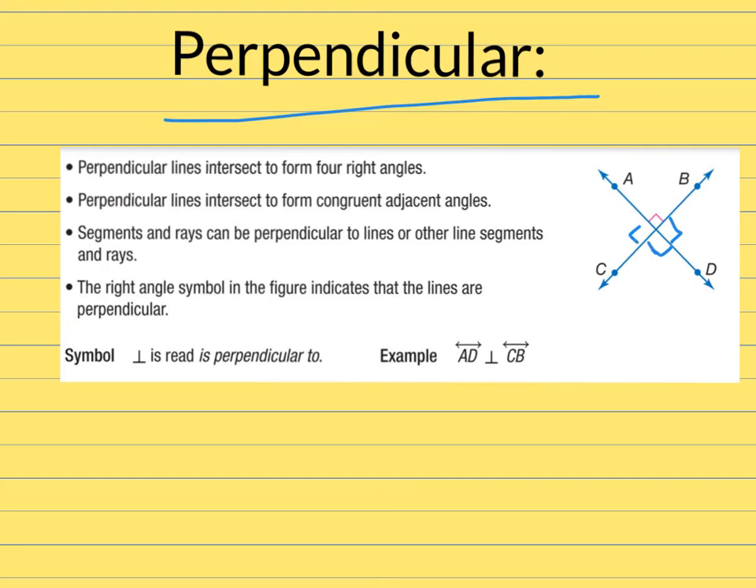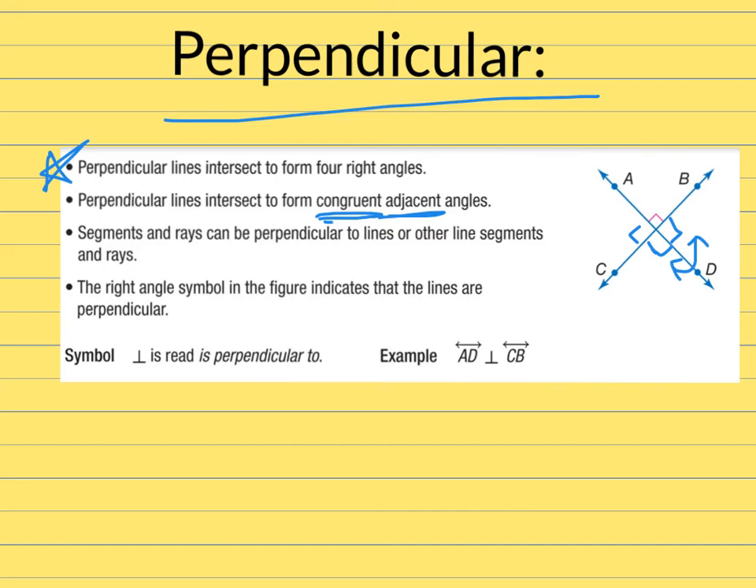So perpendicular lines intersect to form four right angles. Perpendicular lines intersect to form congruent adjacent angles. So remember, congruent means equal measures, and adjacent means right next to. So these two angles right here are congruent and adjacent.